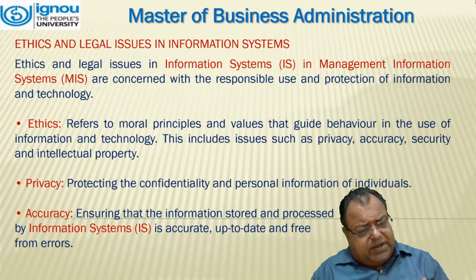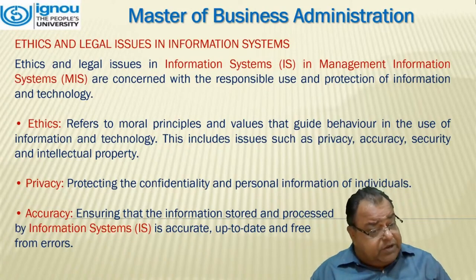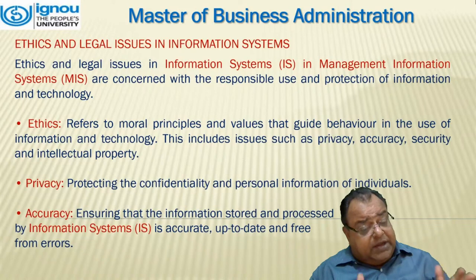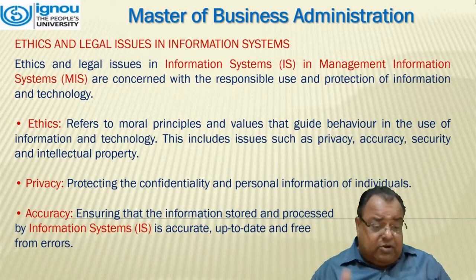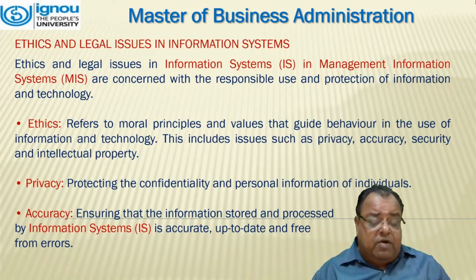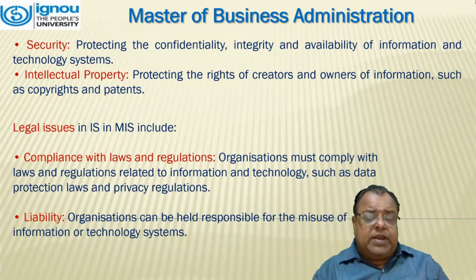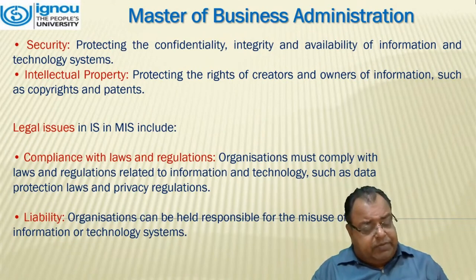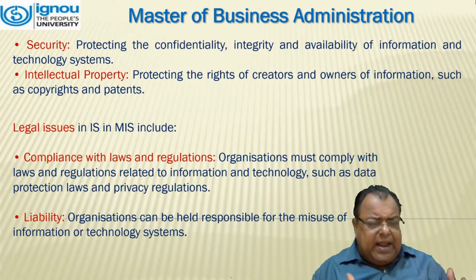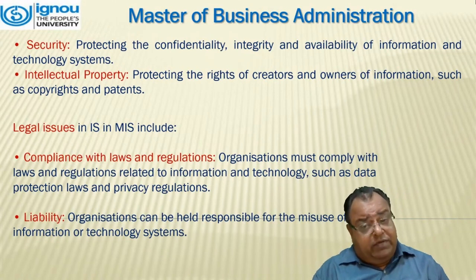If we talk about privacy, it is protecting the confidentiality and personal information of individuals. Accuracy, ensuring that the information stored and processed by information systems is accurate, up-to-date, and free from hacks. Security, protecting the confidentiality, integrity, and availability of information and technological systems. Intellectual property, protecting the rights of creators and owners of information, such as copyrights and patents.